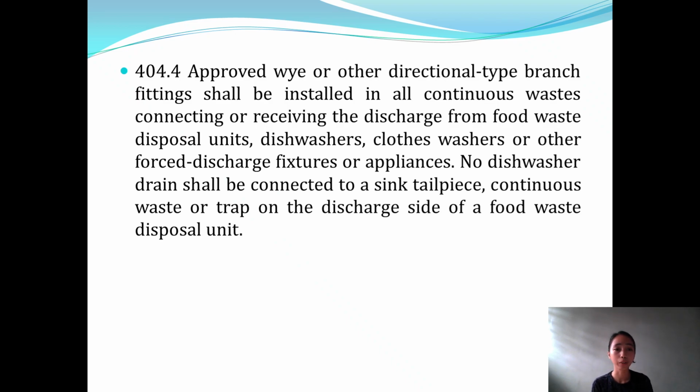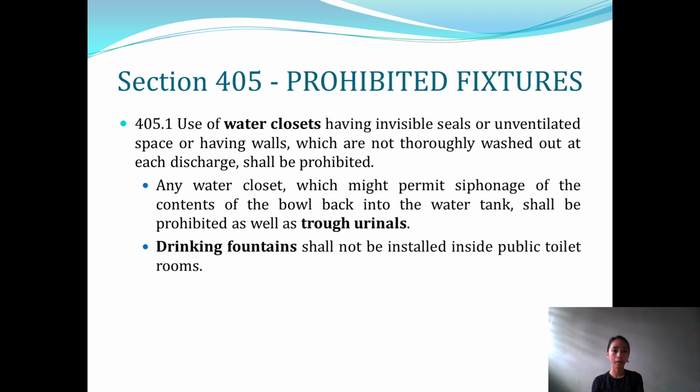404.4. Approved Y or other directional type branch fittings shall be installed in all continuous waste connecting or receiving the discharge from food waste disposal units, dishwashers, clothes washers, or other forced discharge fixtures or appliances. No dishwasher drain shall be connected to a sink tailpiece. Continuous waste are trapped on the discharge side of the food waste disposal unit. The last is section 405, the prohibited fixtures.